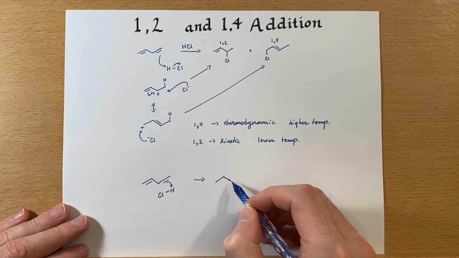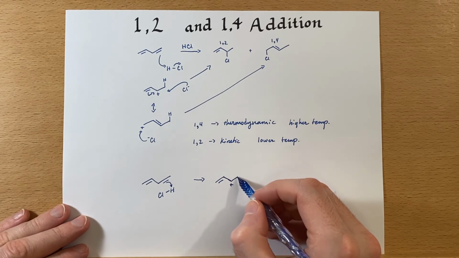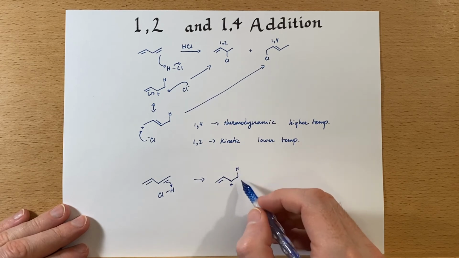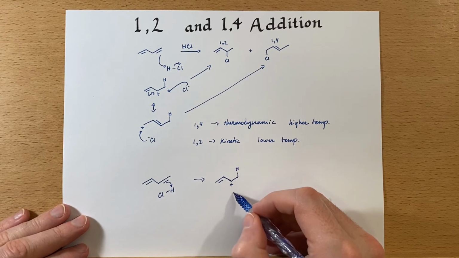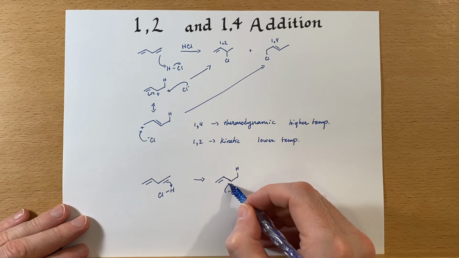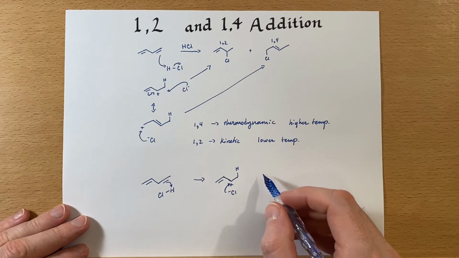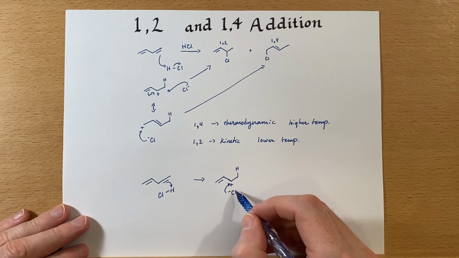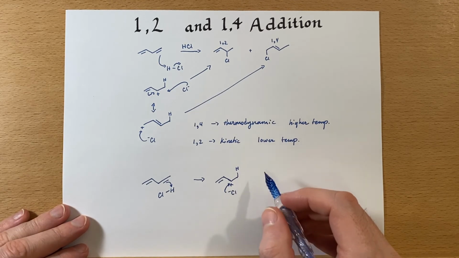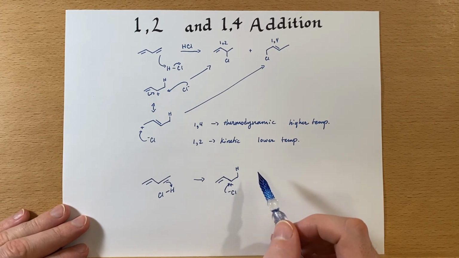So I'm going to have my chloride ready for when that plus charge happens right there. So I'm going to just draw that in right here, and I've got my proton on that carbon somewhere, and my chloride is positioned ready to attack right away. And since this chloride is very close to where that plus charge is formed, kinetically this can be a little bit faster.